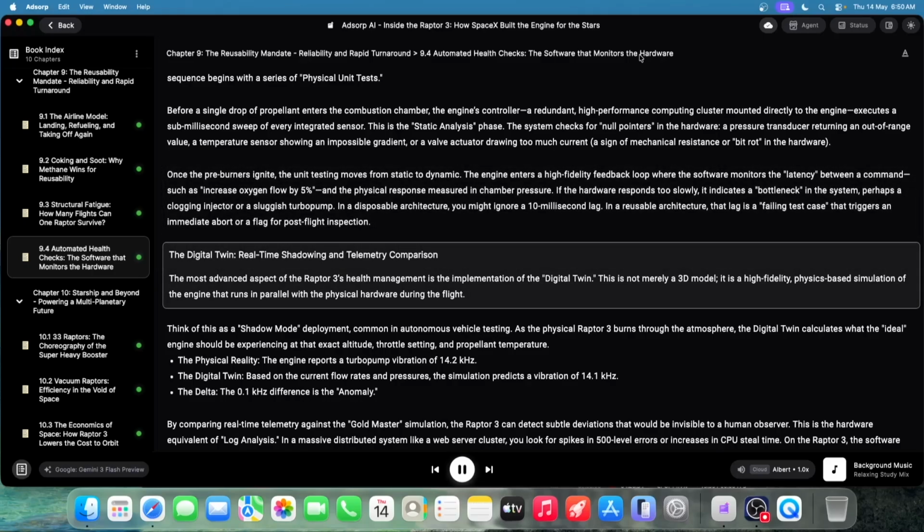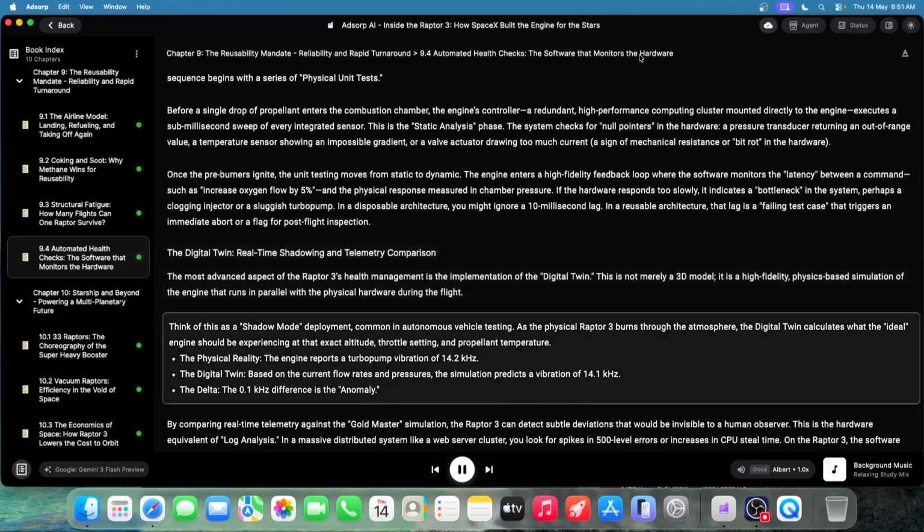And the digital twin: real-time shadowing and telemetry comparison. The most advanced aspect of the Raptor 3 health management is the implementation of the digital twin. This is not merely a 3D model. It is a high-fidelity, physics-based simulation of the engine that runs in parallel with the physical hardware during the flight. Think of this as a shadow mode deployment, common in autonomous vehicle testing. As the physical Raptor 3 burns through the atmosphere, the digital twin calculates what the ideal engine should be experiencing at that exact altitude, throttle setting, and propellant temperature.